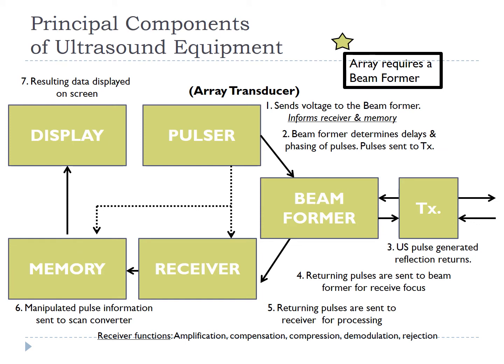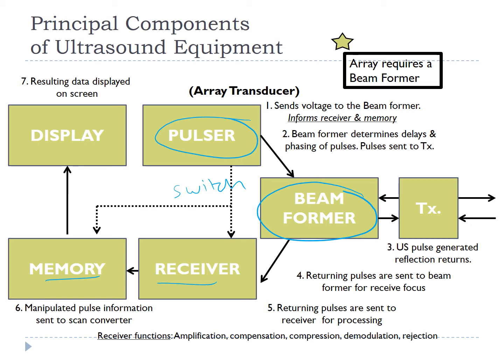However, when we are using pulse waves, we need to add in another step called the beamformer. Remember that an array transducer uses the beamformer, but follows mostly the same process. So again, we start in the pulsar. This is going to send voltage to the beamformer. At the same time, the switch will inform the receiver and the memory that a voltage has been sent out and also protect them during this process. So that electrical volt gets sent over to the beamformer, and the beamformer is going to determine what type of delays and phasing is going to occur with that electrical information.